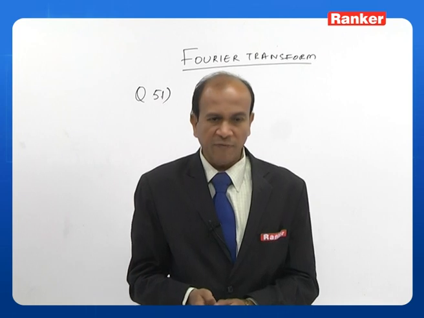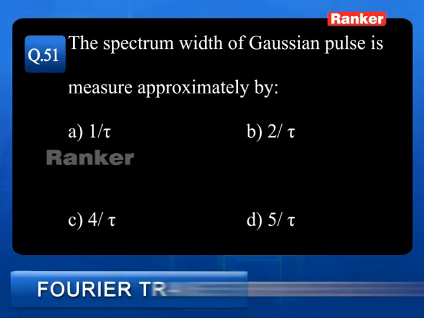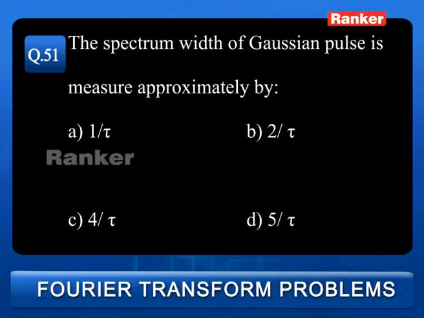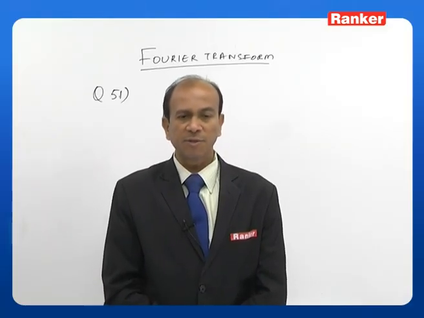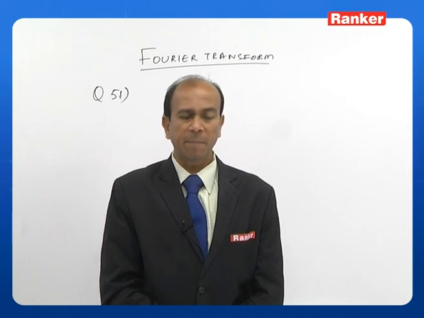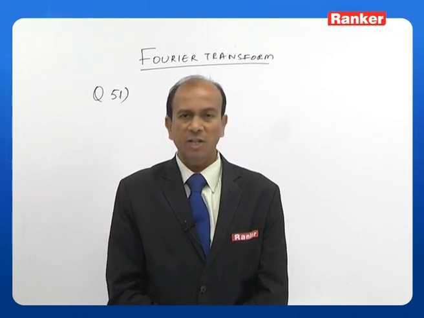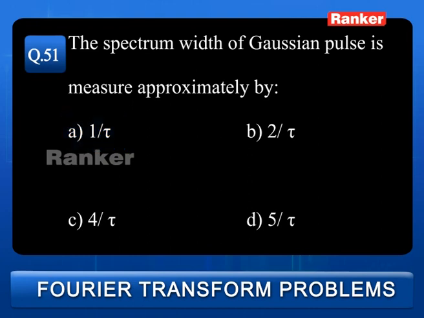Let us see the 51st question. The spectrum width of a Gaussian pulse is measured approximately by A, 1 by tau, B, 2 by tau, C, 4 by tau, D, 5 by tau. The answer is A, that is 1 by tau. The spectrum width of a Gaussian pulse is measured approximately by 1 by tau. So the answer is A.